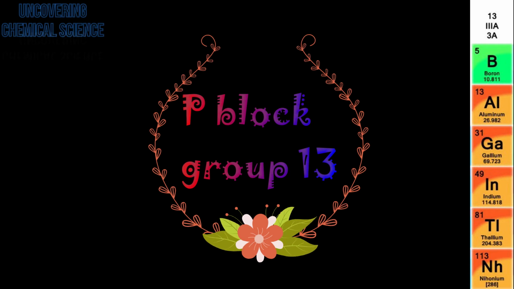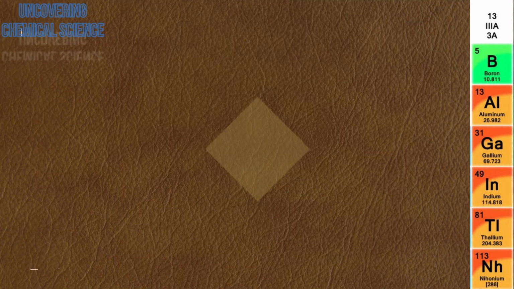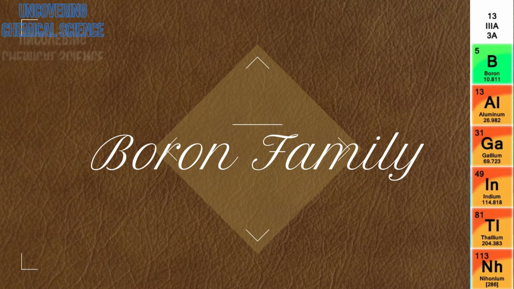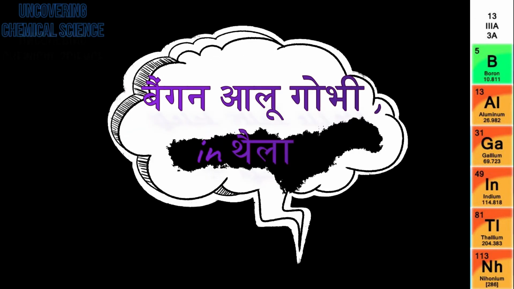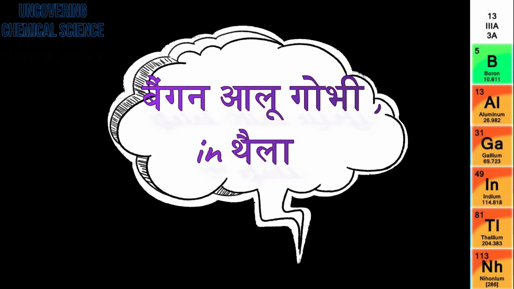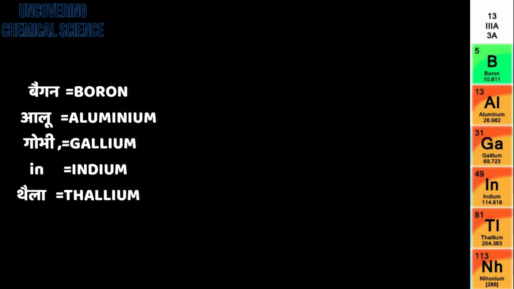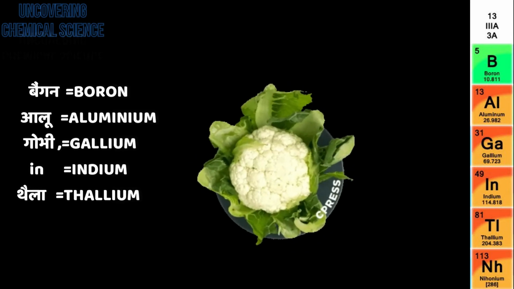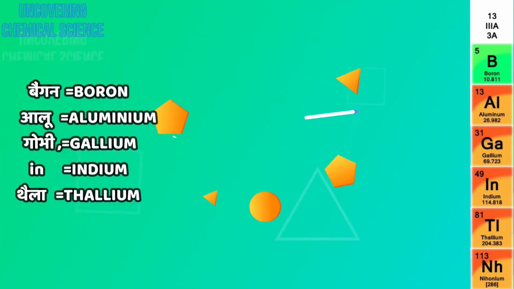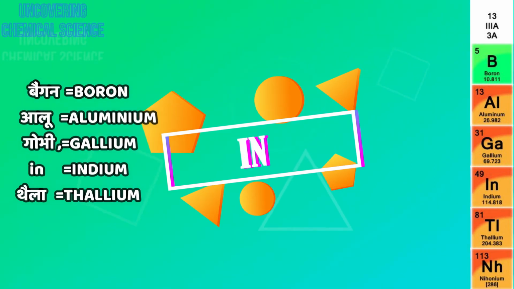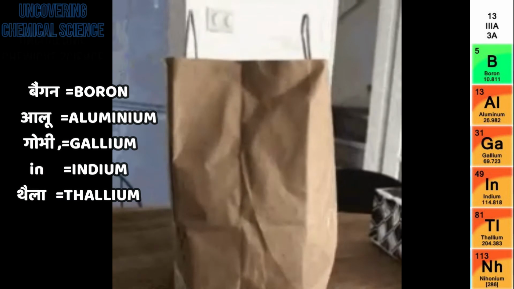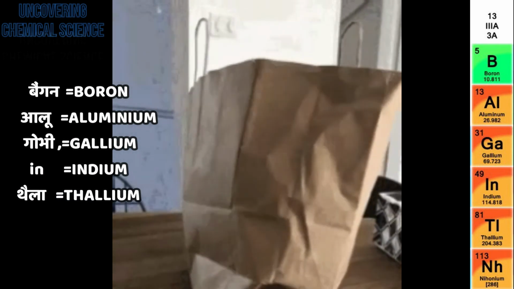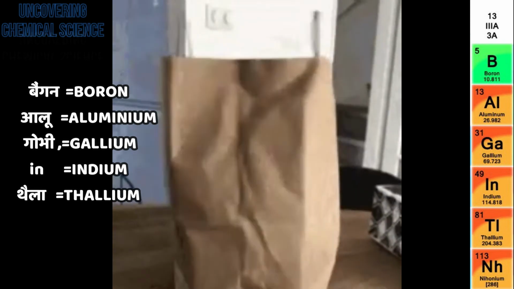Now let us start P block, group 13. It is also known as the boron family and the mnemonic to learn the boron family is Bangan, Alu, Gobi, In, Thela, where Bangan stands for boron, which is represented by capital B. Alu stands for aluminium, which is denoted by Al. Gobi stands for gallium, which is denoted by Ga. In is used for indium, which is represented by In. Thela is used for thallium, which is represented by Tl. So here the boron family is done.